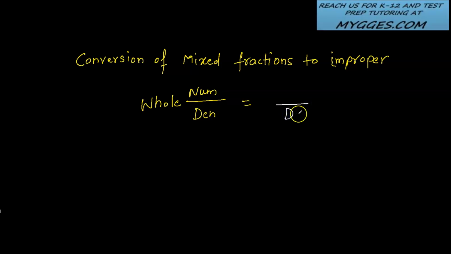So this would be your denominator, of course. And then to find the top number of the improper form, what we do, we multiply the whole number or the whole part by denominator and then add it to the numerator. So this would be your numerator of improper fraction.